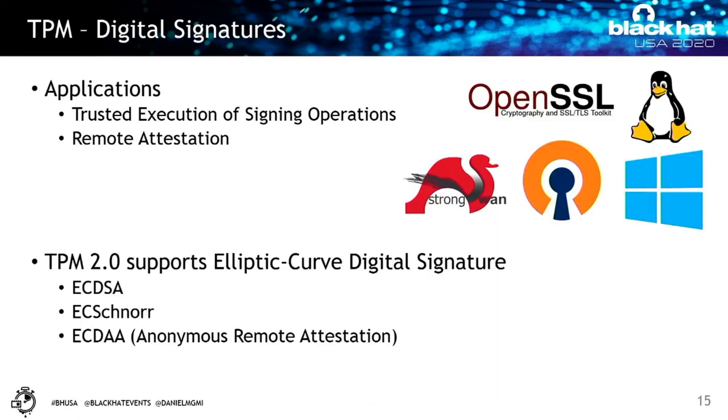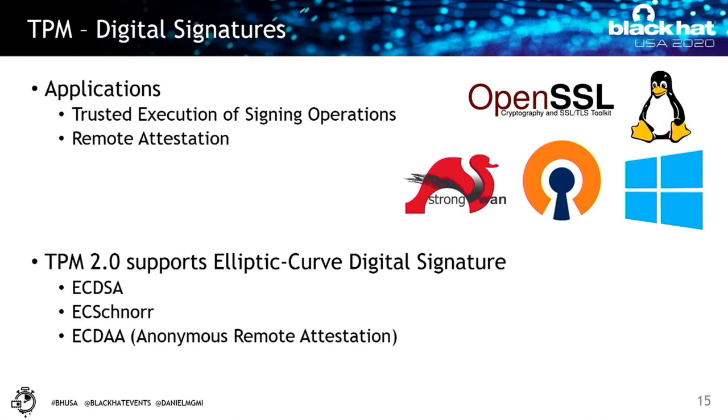But in general, these digital signatures can help us to execute signing operations more securely. And nowadays, there are lots of software stacks like the Linux software stack or OpenSSL that actually support using trusted platform modules, or TPMs, for performing signing operations, whether it's RSA or ECDSA. Another important aspect of these digital signatures is that you can use them to perform a remote attestation of hardware from the other side of the internet.